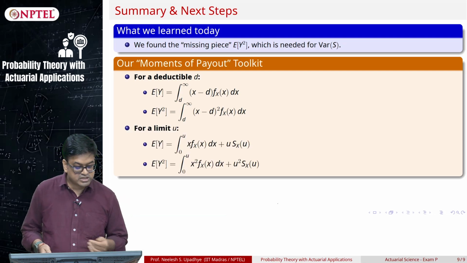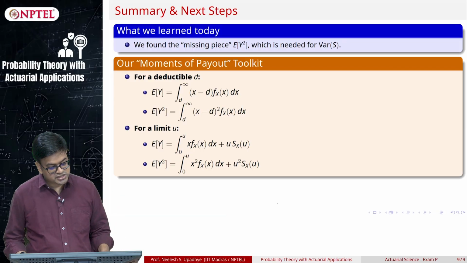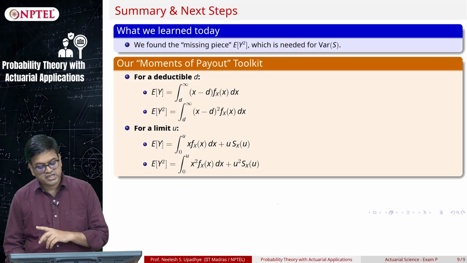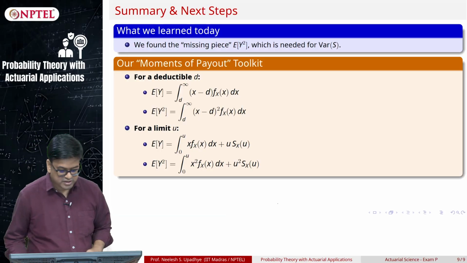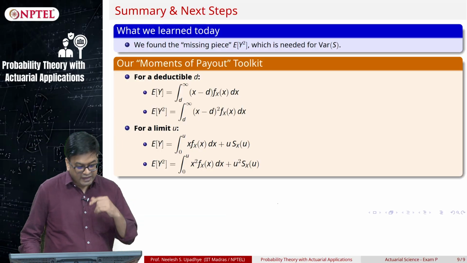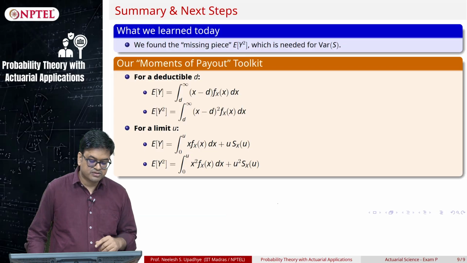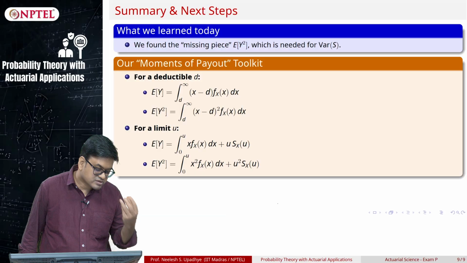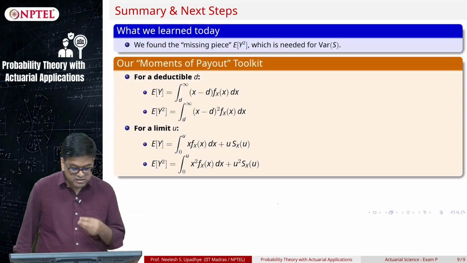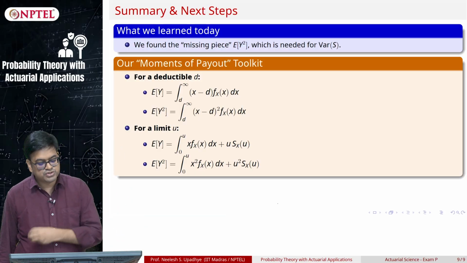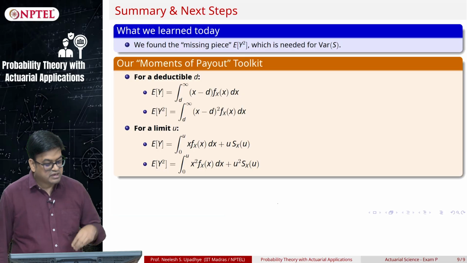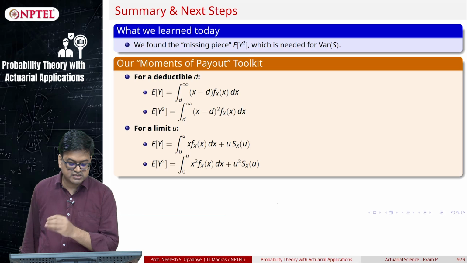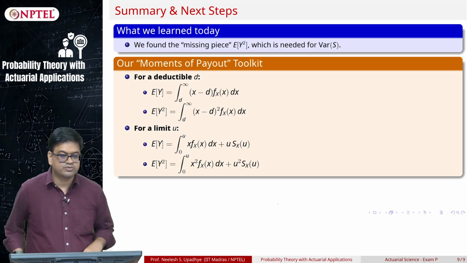If it is a policy with limit u, the expected value of y has a second term, which is u times the survival function at u, and the first term is the integral from 0 to u of x f_X(x) dx. If I am looking at the squared moment, then the second term will be u squared times the survival function, and the first term will be the integral from 0 to u of x squared f_X(x) dx.